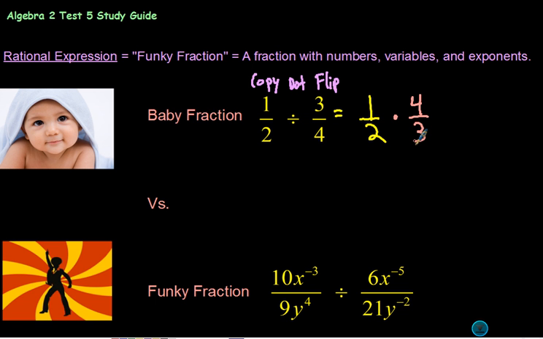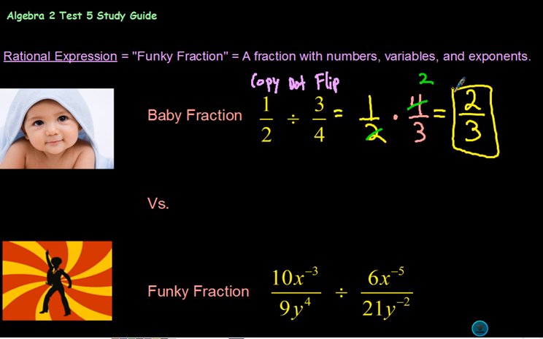Once you've rewritten it as a multiplication problem, then it becomes exactly like what we've just done. You cross cancel, and then there's your answer. So that's going to be the same thing for us with these funky fractions: we're going to rewrite it as multiplication, and then we're just going to start doing some cross canceling.